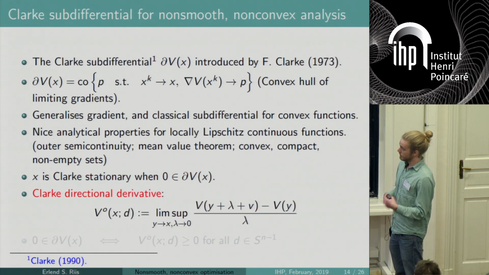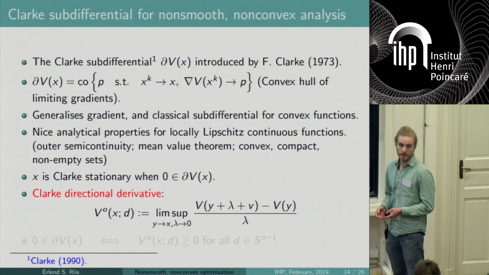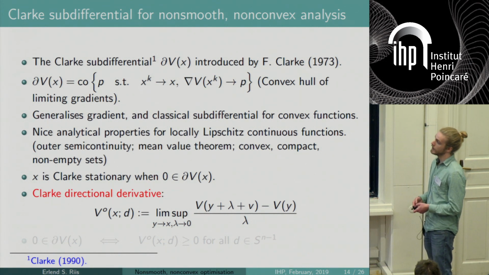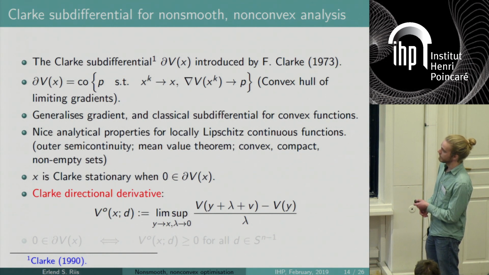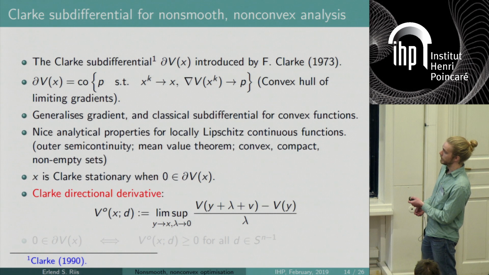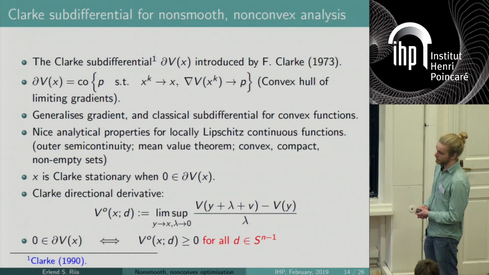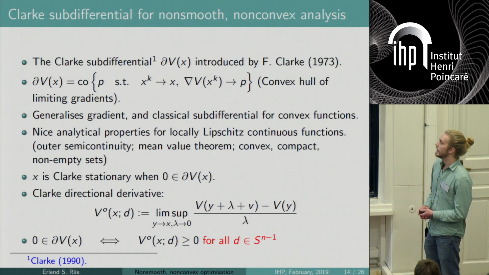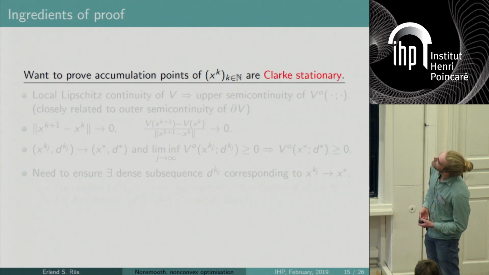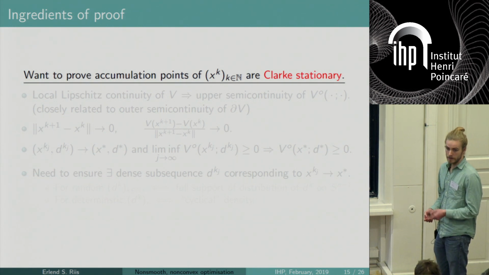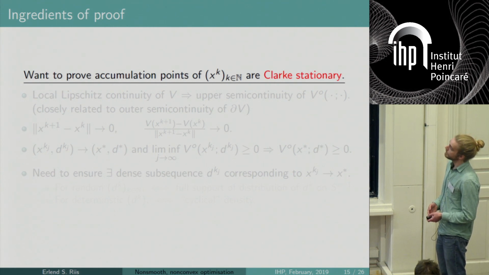Another concept that's quite closely tied in with first order optimality in this framework is the Clarke directional derivative, or what he called the generalized directional derivative, which is the same as the directional derivative, but you take a supremum around the neighborhood of your point. Another way of saying that a point is Clarke stationary is that it's directionally stationary for all directions d on the unit sphere. So we'd like to prove that all accumulation points of the Itoh Abe discrete gradient method will be Clarke stationary.